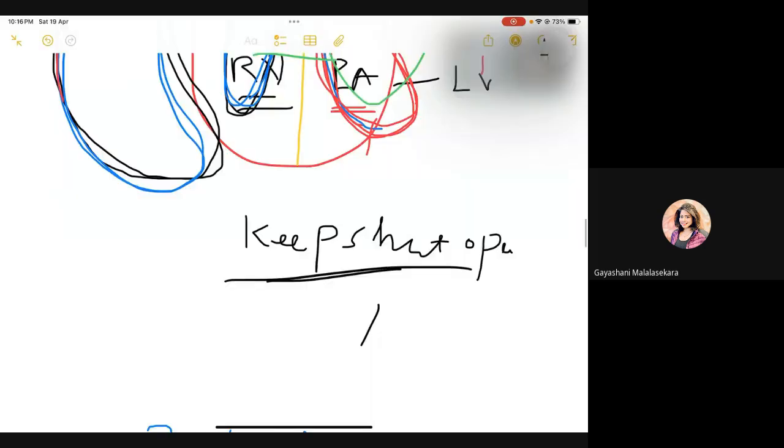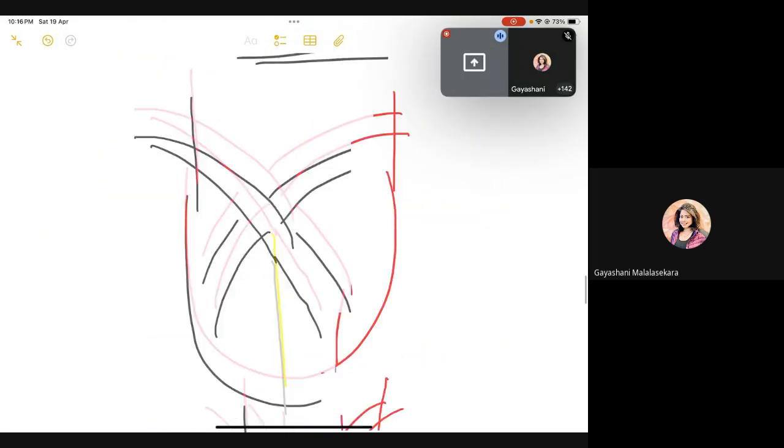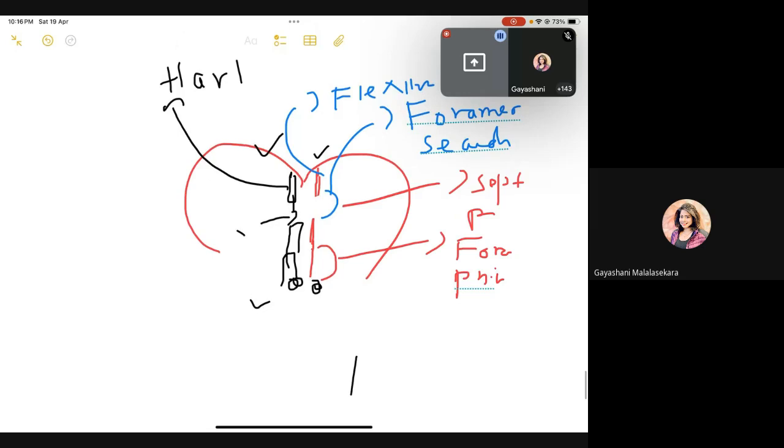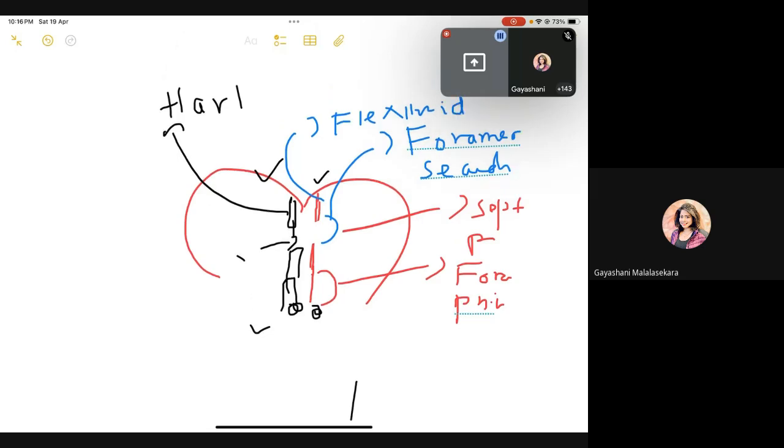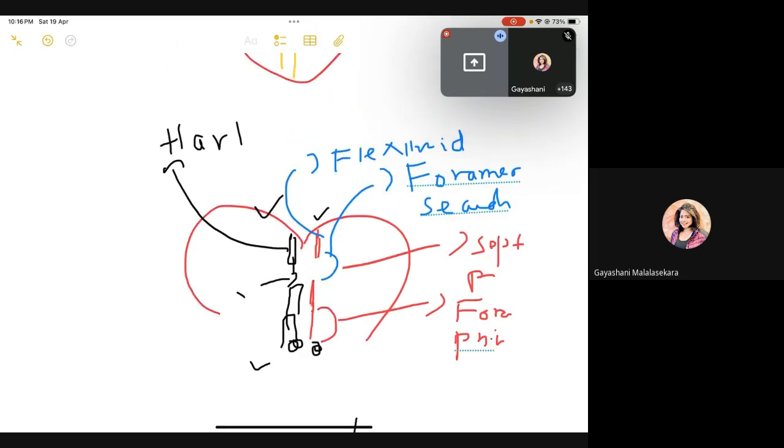Okay, so here you can see that we have septum secundum. Septum secundum is hard in nature. We know that at birth, basically all of your pulmonary vessels are constricted, right? If pulmonary vessels are constricted, it means that the resistance is very high.